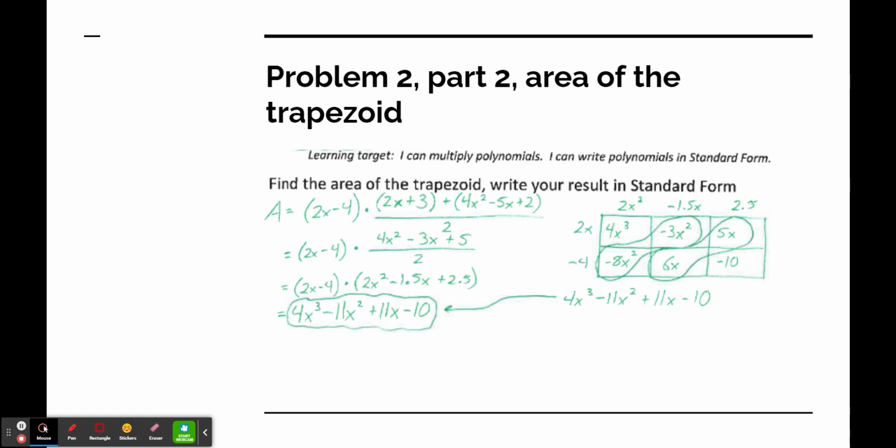4 divided by 2 is 2. Minus 3 divided by 2 is minus 1.5x. And then 5 divided by 2 is 2.5. Now we multiply the height by that result.